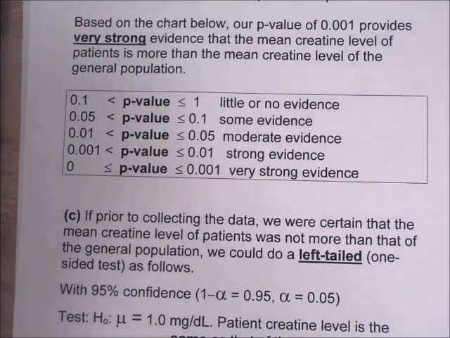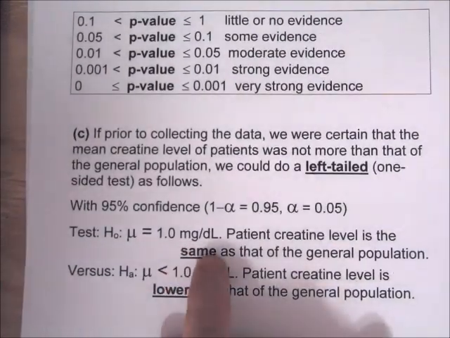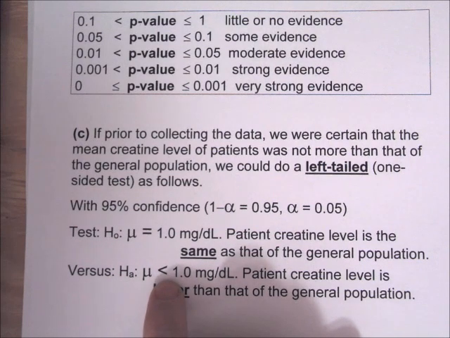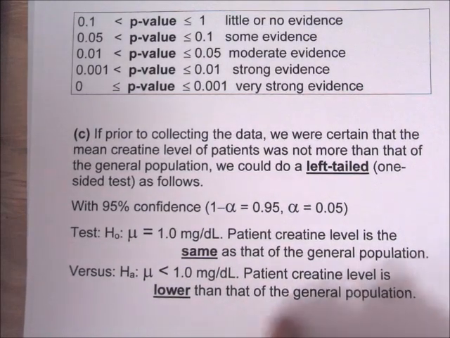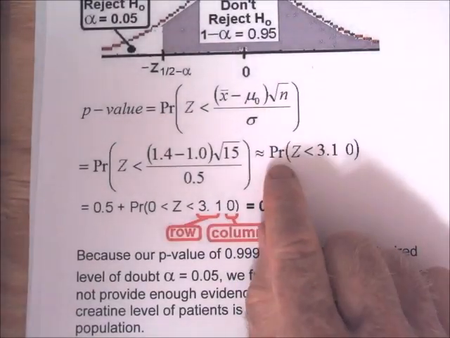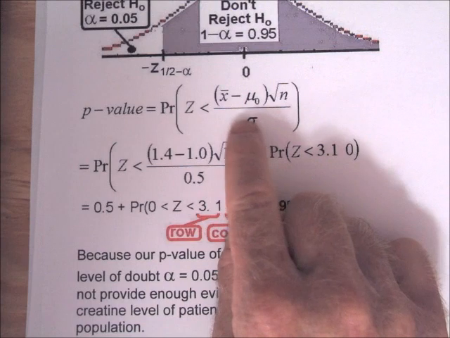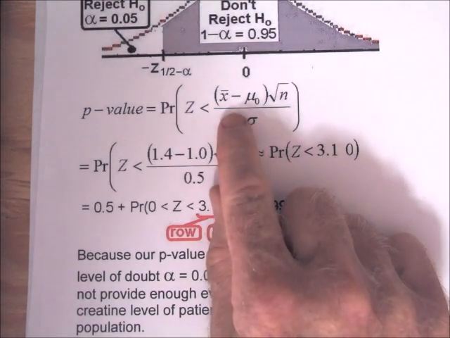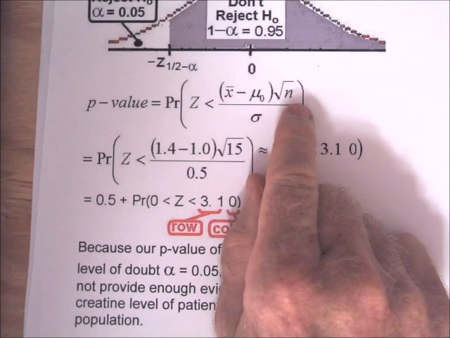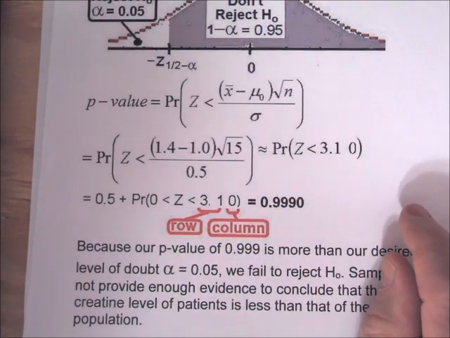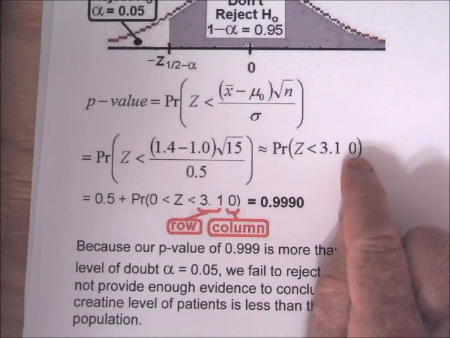Part C: if prior to collecting the data we were certain that the mean creatine level of patients was not more than that of the general population, we can do a left-tailed test. Again, the null hypothesis is the same as before, but the alternative HA now has a less than symbol. Mu less than 1.0 milligrams per deciliter, patient creatine level is lower than that of the general population. Now we want all of our doubt to be on the left side, and our p-value is the probability that Z is less than x bar minus mu naught times square root of n over sigma. We get the probability that Z is less than 3.10.